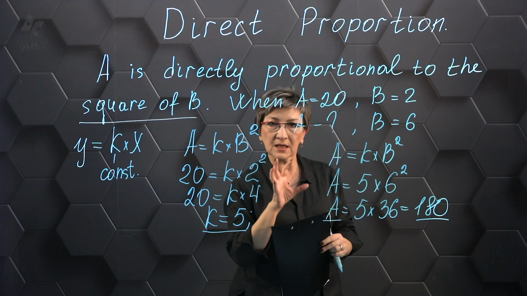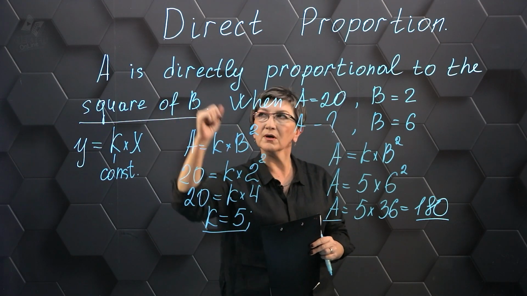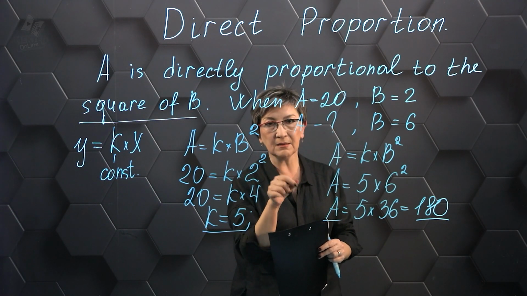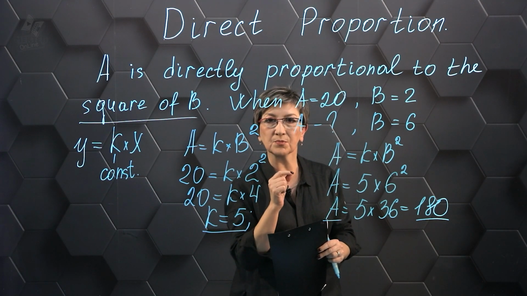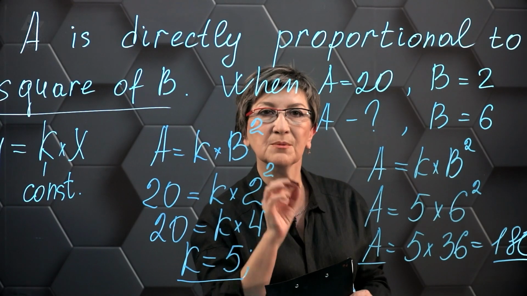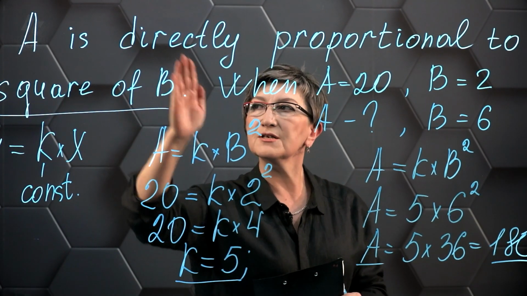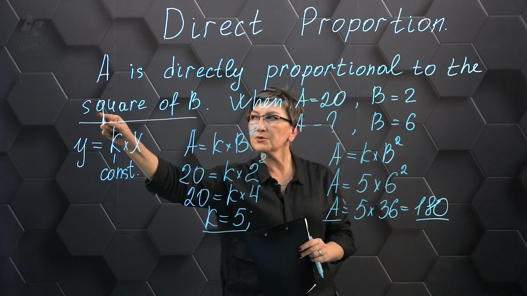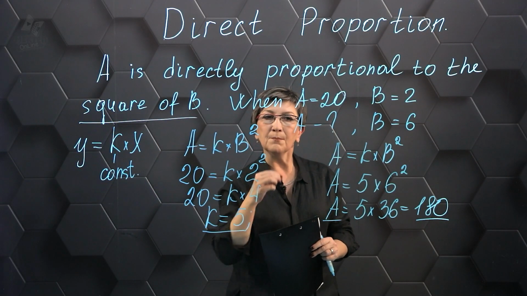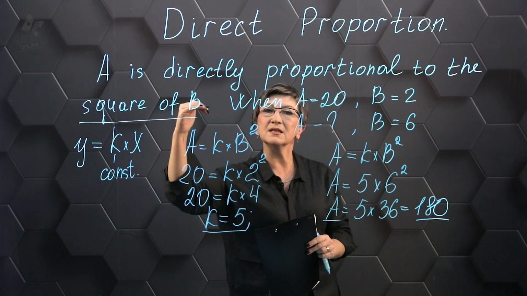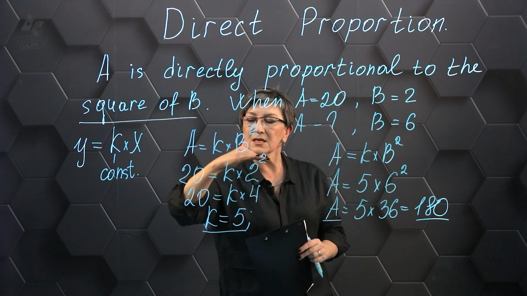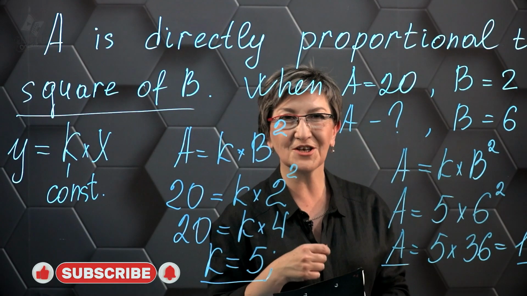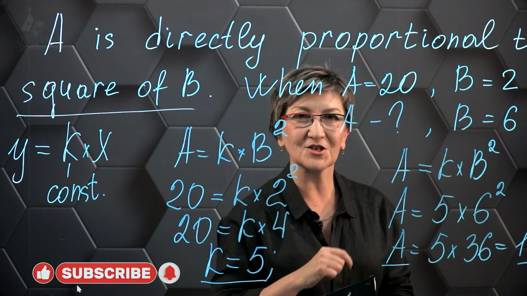Solving problems on proportionality, pay attention to the conditions. What are these values? Directly proportional, or we will consider also inverse proportionality. If the quantities are directly proportional, pay attention to the conditions. In our case, the value of A is directly proportional to the square of B. And then, using our notation of direct proportionality, we found the value of K and then the value of A.